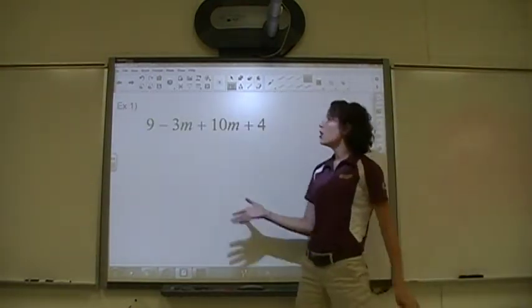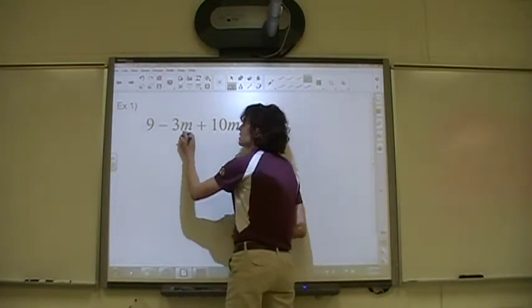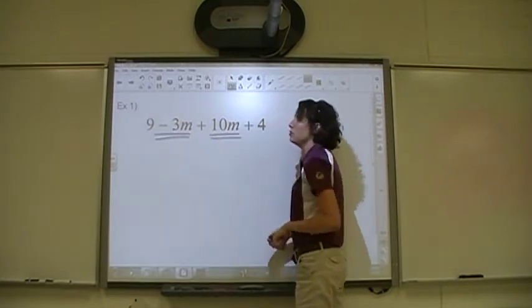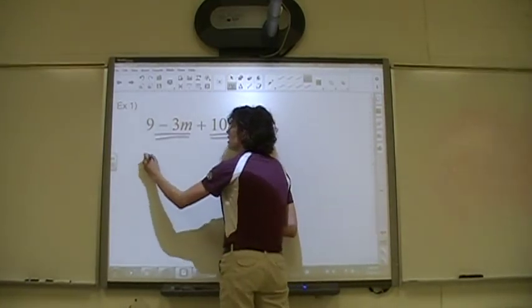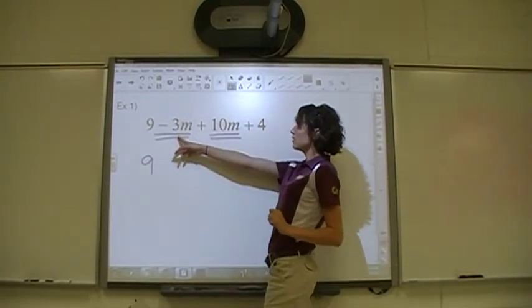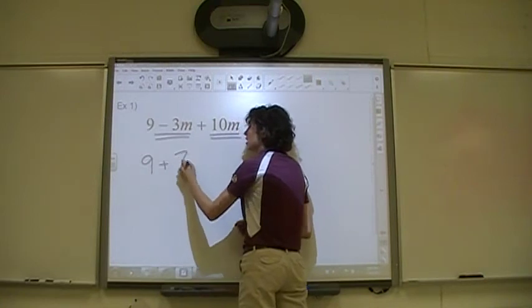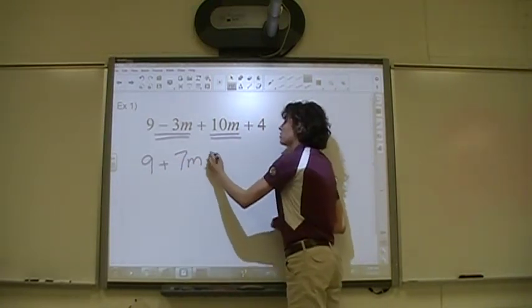Example number 1, what you want to do is add your like terms. The things that are like terms are this negative 3m and 10m. So let's put those together first and just rewrite what you have left. You have 9, negative 3m plus 10m gives me a positive 7m. Make sure that m stays. Then bring down your plus 4.